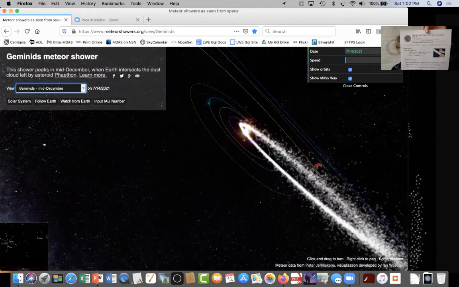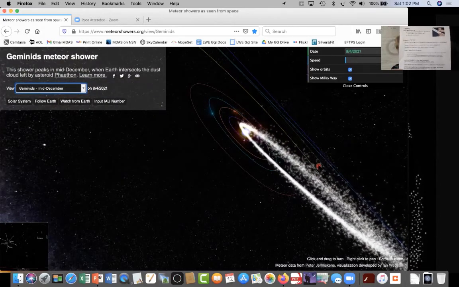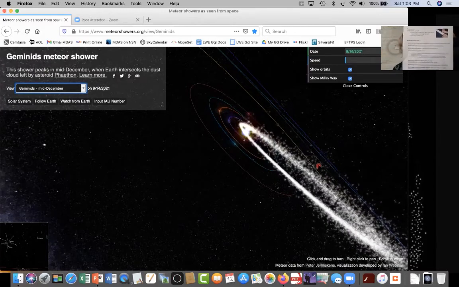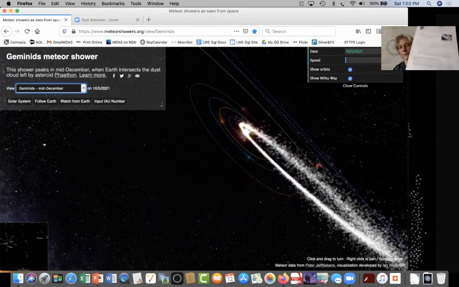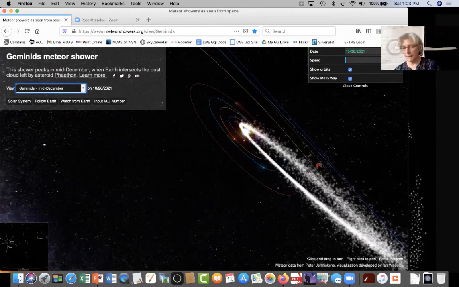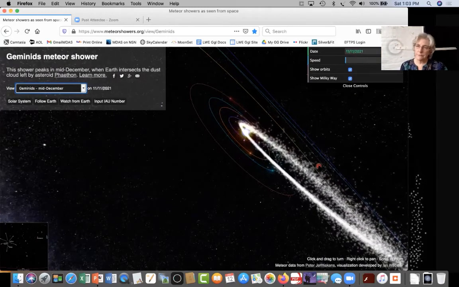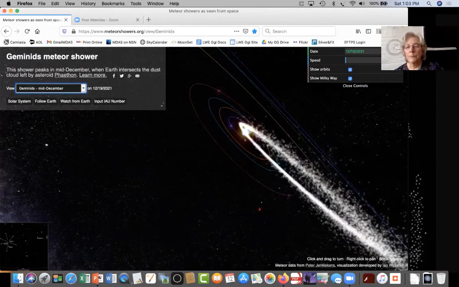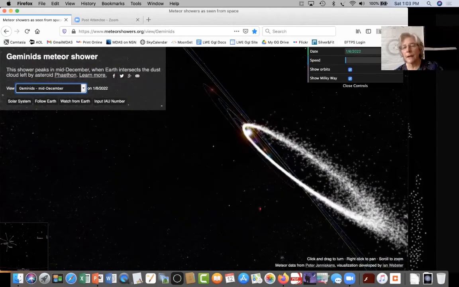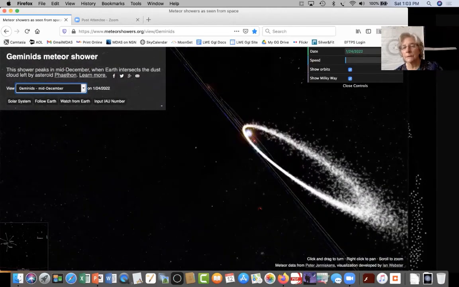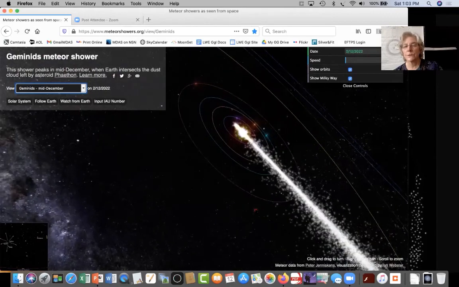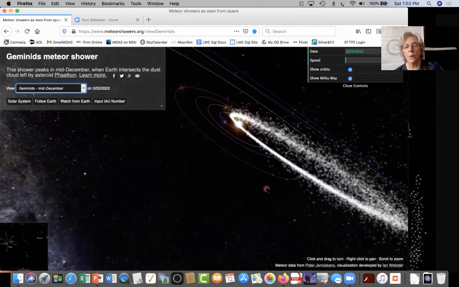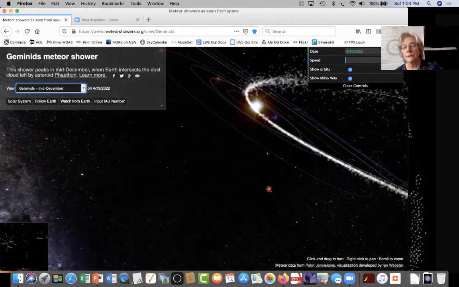And on your handout, I hope everybody got a copy of their handout too. There's some links that talk about this particular meteor shower being from an asteroid instead of from a comet. But you can see even that is at an angle. Its orbit is at an angle to the plane of the solar system. But here we come. Let's take a look and see if we can figure out where it's crossing the orbit of Earth.